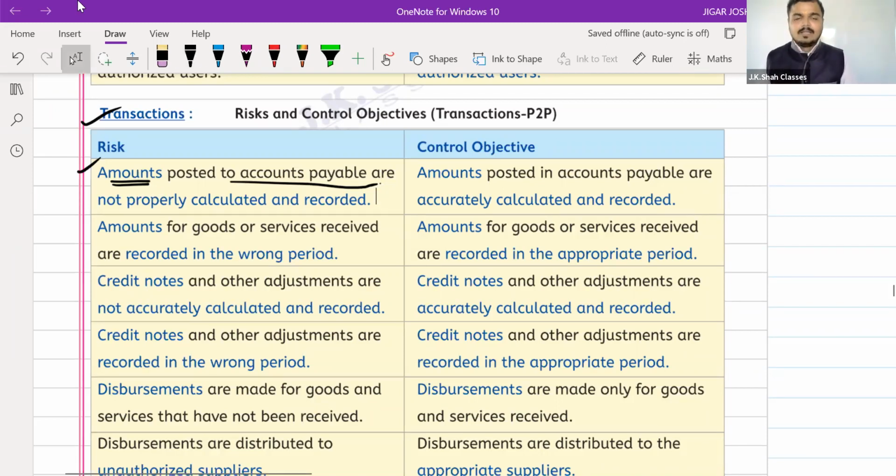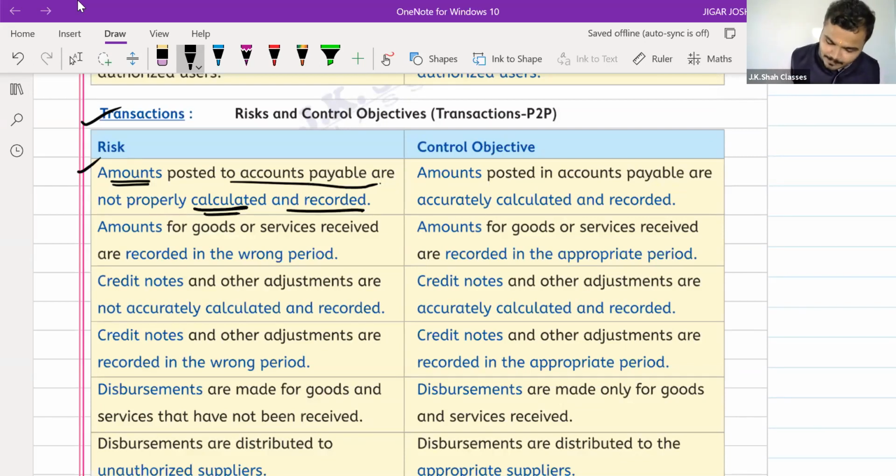Sir, it is very simple: whatever amounts we had posted in accounts payable are not properly calculated and recorded. The first and most common risk which you find in every part of transaction related risk is improper calculation. Understood? Yes, sir. Whenever I am writing a negative, the control would be positive: amounts posted in accounts payable are accurately calculated and recorded.